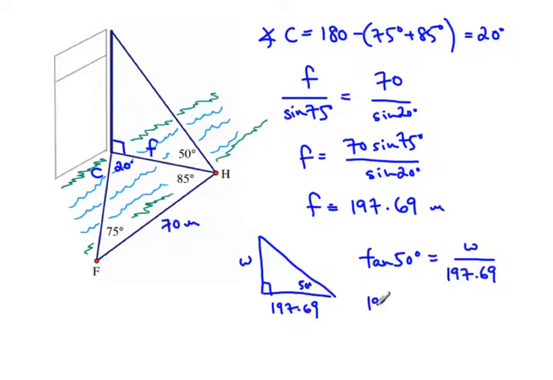Rearranging then, I get 197.69 tan 50 degrees is equal to W, and my calculator gives me that W is approximately equal to 235.6 meters, and I'll keep one decimal place for accuracy. So that's how we've worked through this process of figuring out the height of that wall.